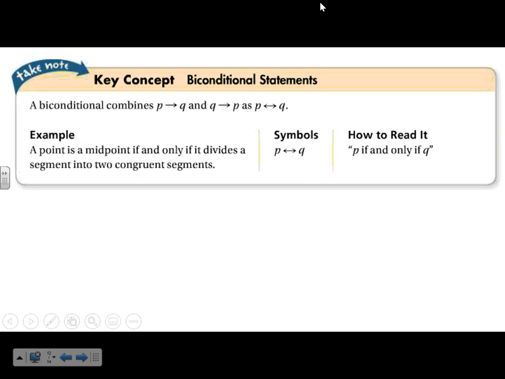So the way they represent a biconditional is if P points at Q and Q points at P, they kind of point at each other, and so they just write the arrow with 2 arrows pointing at each other, with 2 little triangles that point at each other. So obviously that's P if and only if Q. That's how you'd say that.